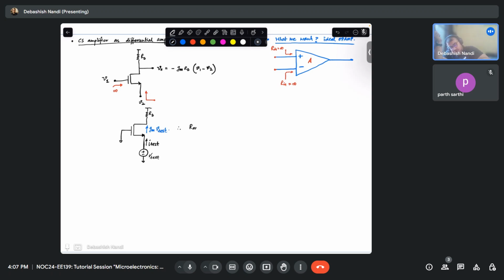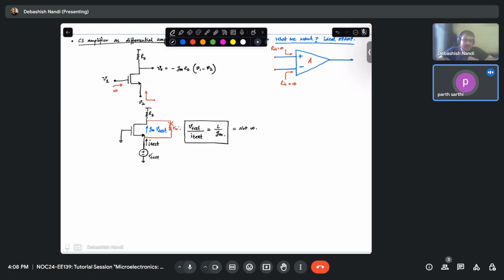If you ignore this r out, then what is V test by I test? That is your 1 over gm. Is it okay? So you are seeing 1 over gm, right? So gm is generally a high quantity. So this will be low resistance, not infinite, let us not say infinite in that sense. But why does this matter?